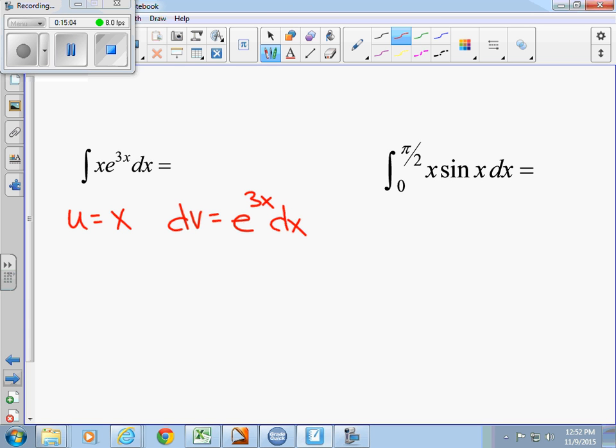It's a nice little shortcut. It's actually shown in your textbook. If any of you are interested in seeing it, go read it. It's just a little shortcut. It is integration by parts, but it's just a shortcut.